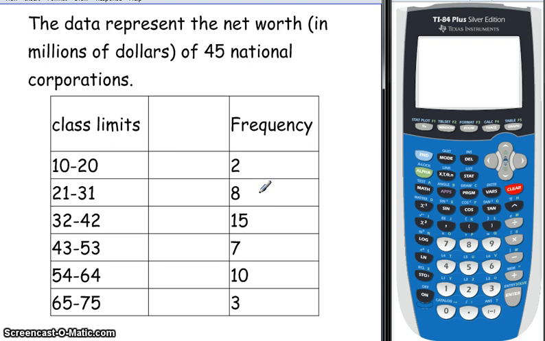Well, to do this, the first thing we need to do is find the midpoints of these intervals. To calculate the midpoint, we add both the min and max of that interval and divide by 2. So 10 plus 20 divided by 2 is going to give us 15. I'm going to put in another column here for the midpoint. And this midpoint's 15.